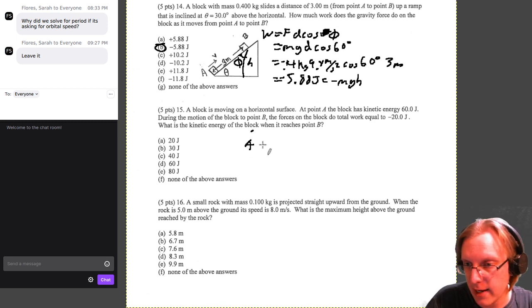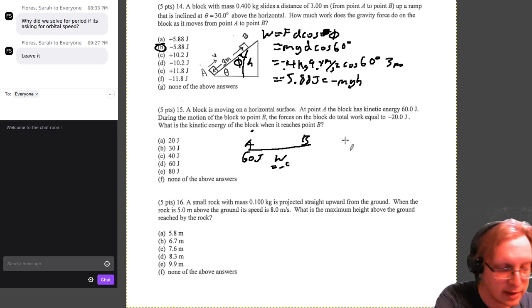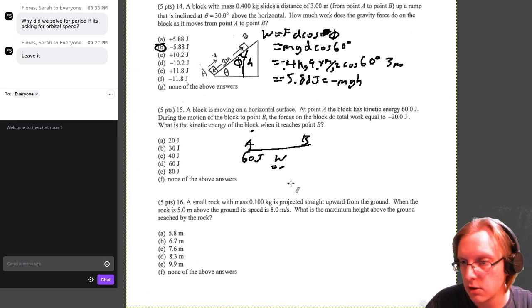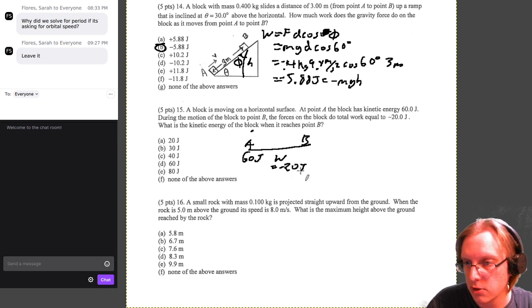So we are at point A, and it moves to point B. We have 60 joules here. Work done is equal to minus, nope, not that. My thinker's thinking too fast. Minus 20 joules. How much energy do we have right here?